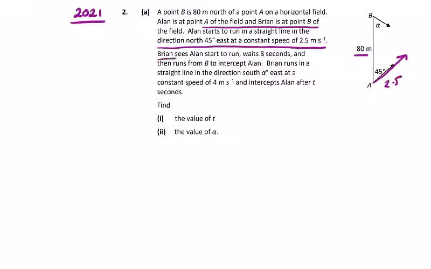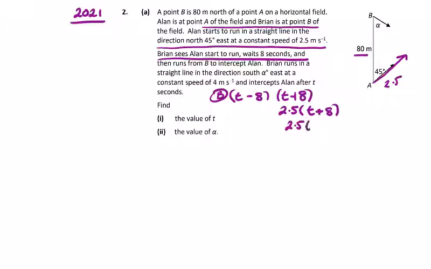And then we're told Brian sees Alan start to run, waits 8 seconds, and so he's running for t minus 8. He's running for 8 seconds less, or we could say that Alan is running for 8 seconds more, t plus 8. That might work better in this question. And we have a 2.5, so 2.5 times t plus 8 might work for us. 2.5t plus 20 will be his relative speed going in that direction, and Brian is running at a speed of 4, so Brian's distance going down in that direction will be 4 times t.